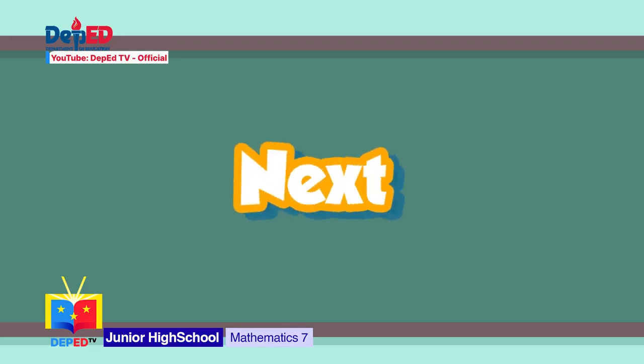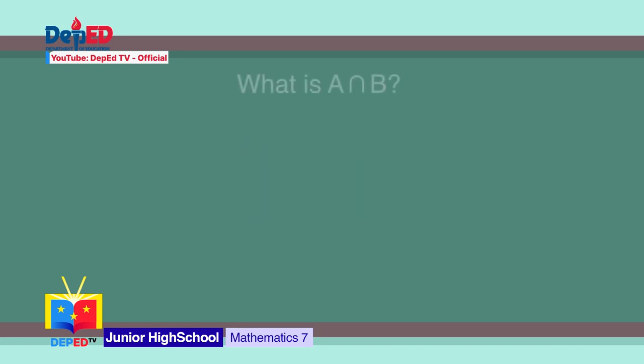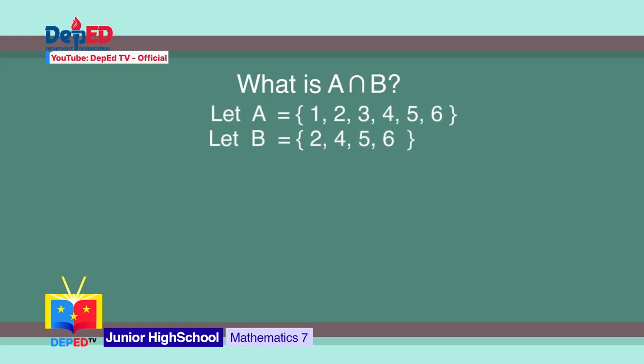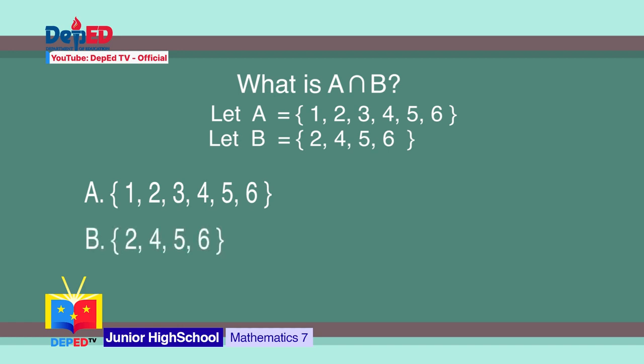to B. Second question. Which of the following is the set describing A intersection B? A. The set which consists of 1, 2, 3, 4, 5, and 6. B. The set which consists of 2, 4, 5, and 6. Or C. The set which consists of 2, 4, and 6. Or is it D, the set which consists of 1, 3, and 5?